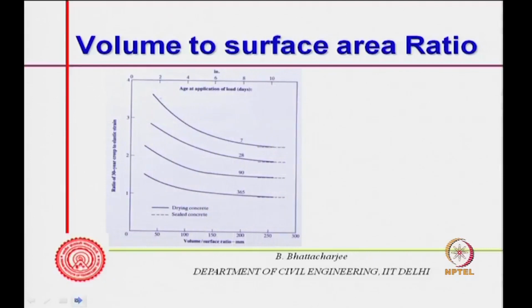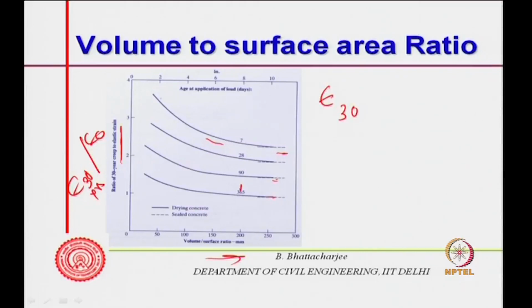Volume to surface area ratio. Now, if I look at volume to surface area ratio, the ratio of 30-year creep strain to elastic strain: what you are looking at is epsilon 30 years by epsilon 0, elastic strain, on the y axis. So, the creep would be more if this is drying concrete, and this side is sealed concrete. So, basically this is infinite creep, creep at infinity divided by this.